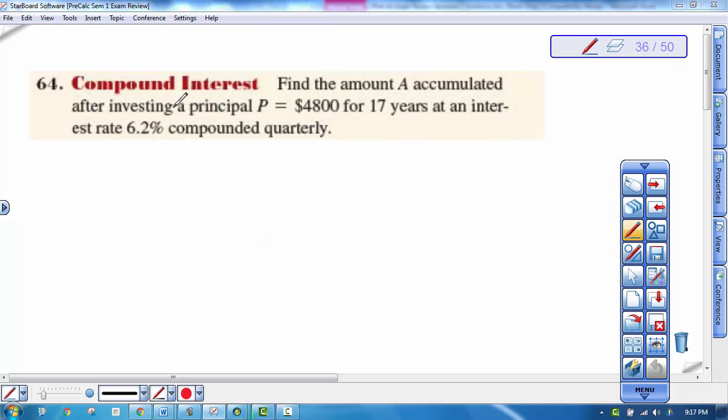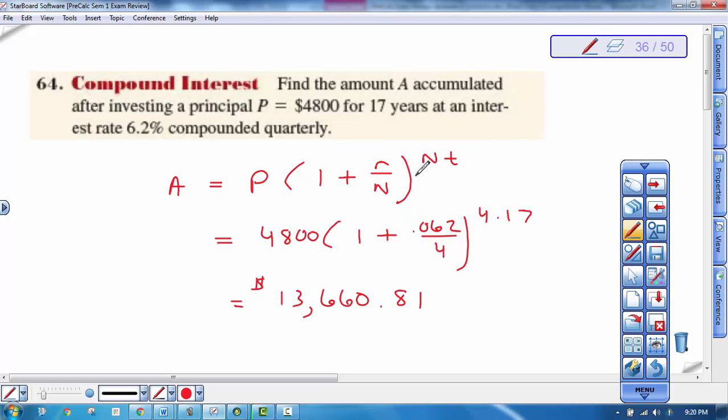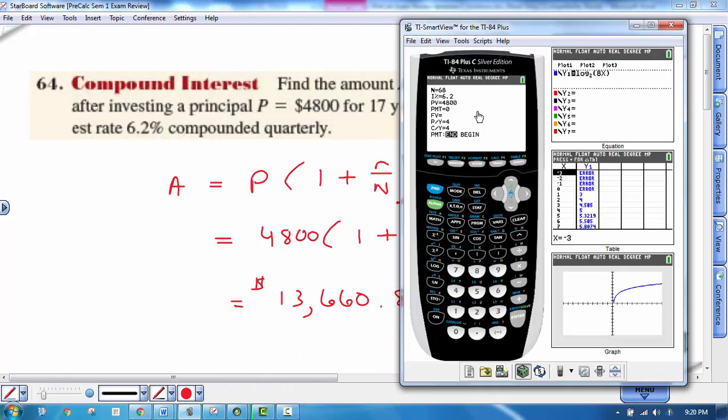Okay, the next problem, compound interest. We're going to use the formula that's on our formula sheet for that, which is right here. Plug everything in: the interest rate as a decimal, 4 calculations per year for N, 17 years for T, principal value 4,800. You do get this. And you can do this in your calculator as well with the TVM solver we used.